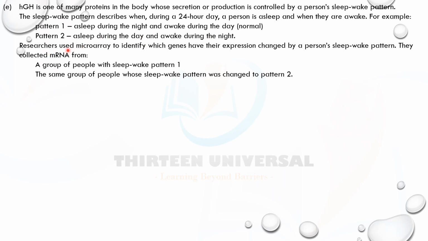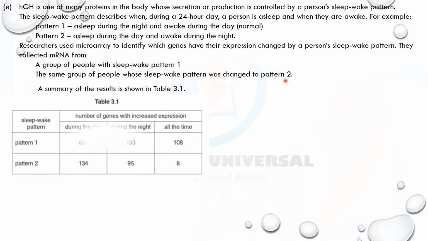For research, researchers used microarray to identify which genes have their expression changed by a person's sleep-wake pattern. They collected mRNA from a group of people with sleep-wake pattern 1, and from the same group of people after their sleep-wake pattern was changed from pattern 1 to pattern 2. A summary of the results is shown in the table: sleep-wake pattern, number of genes with increased expression.